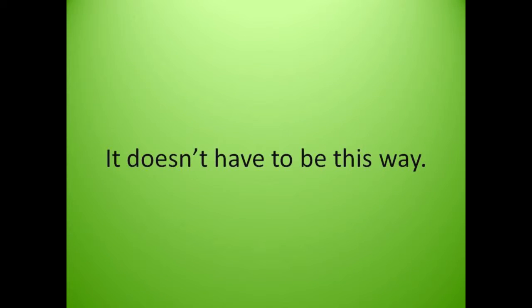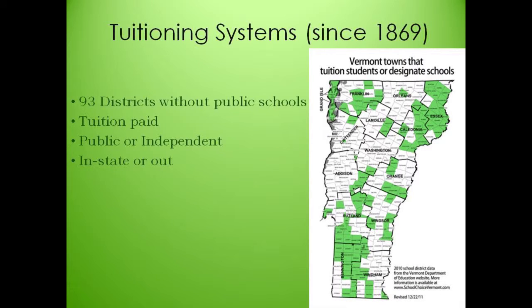Here's the thing. Now we're going to switch to my research. It doesn't have to be this way. There are places where people don't have to be bound in by the lines that are drawn on the ground. So let's take the first example, Vermont. Vermont has something called a tuitioning system. It's been in place since the 1800s. There are 200 school districts in Vermont. 93 of them don't have a public school.